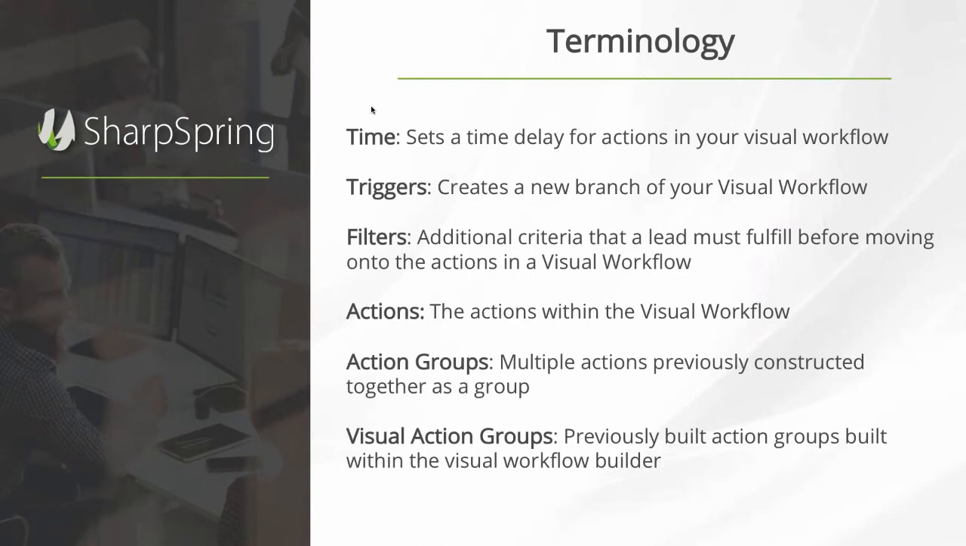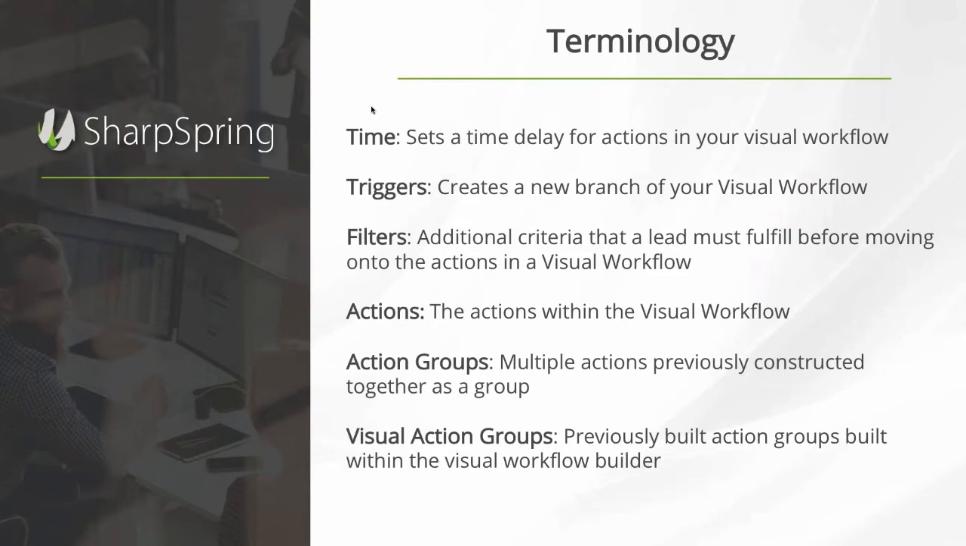We now have something called time or time delay, and it basically sets a time delay for your actions in the visual workflow, and that allows you to segment or push out emails at a certain time, and move forward from that trigger or filter. The trigger is just a part of the visual workflow that creates a branch inside of that visual workflow builder, right? And filters, you guys are familiar with this. It's just additional criteria that a lead must fulfill before moving on to the actions in a visual workflow, and they create branches for you so you can give different actions for those filters.